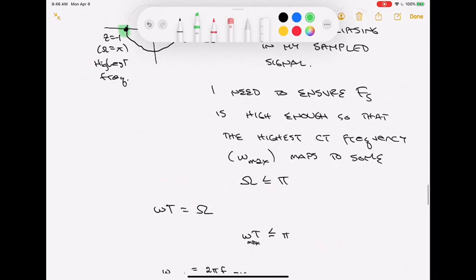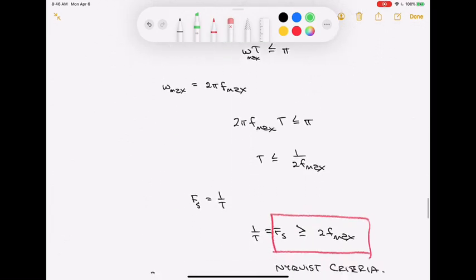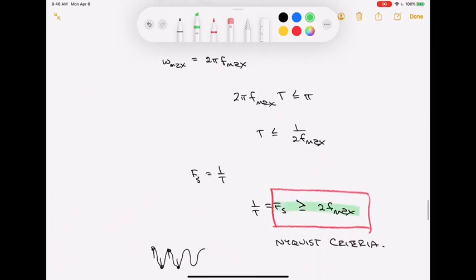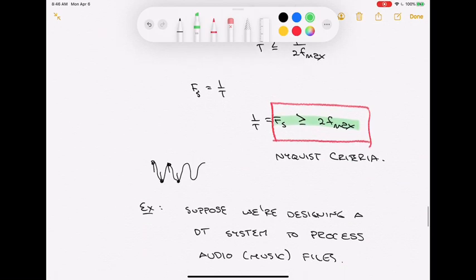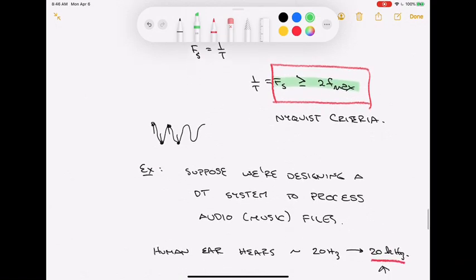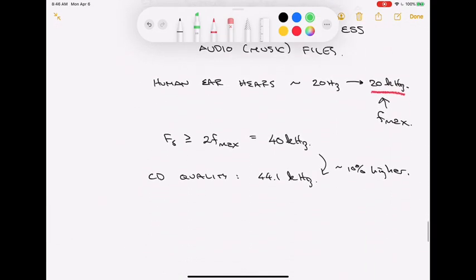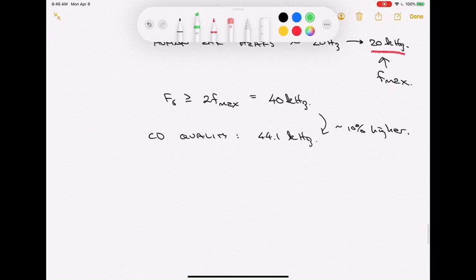So we need to choose a sampling interval, a sampling frequency, if you will, such that the maximum analog frequency, omega max, results in a digital frequency less than pi. If we make our substitutions into that, we get the Nyquist criteria, and the Nyquist criteria just says that you must always sample at least twice as fast as the highest frequency that's present in your signal.